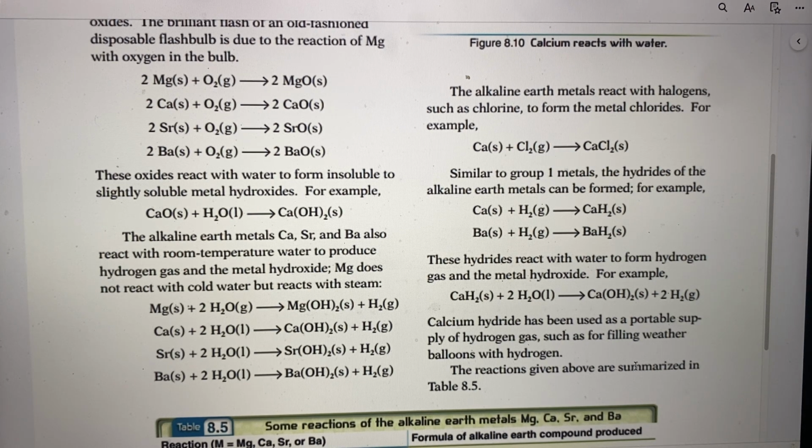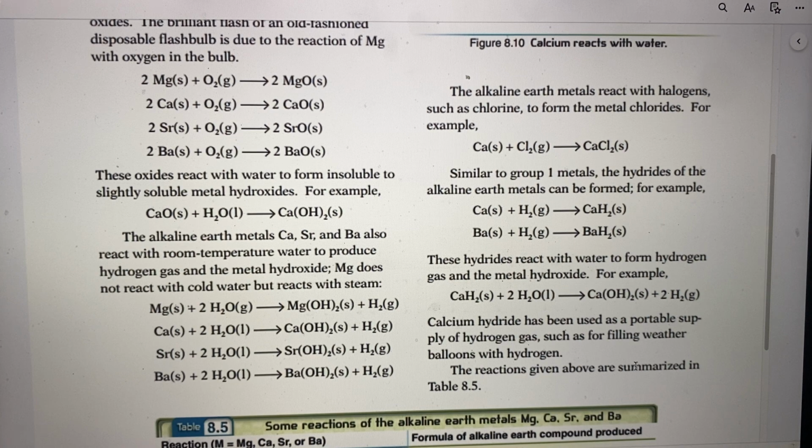Similar to group one metals, the hydrides of the alkaline earth metals can be formed. So here, they're going to react with hydrogen. So you have calcium with hydrogen. You need two hydrogens because calcium is a positive two, so as you put these together, our positive two goes together with the hydrogens. See how they react with hydrogen. So you have calcium and hydrogen, make sure that they balance out, same here.